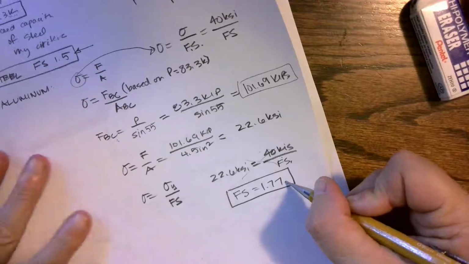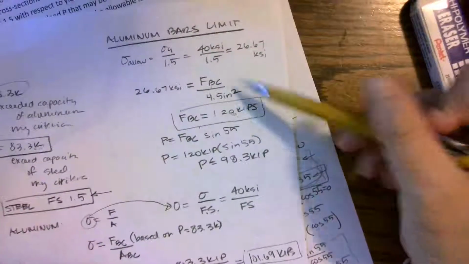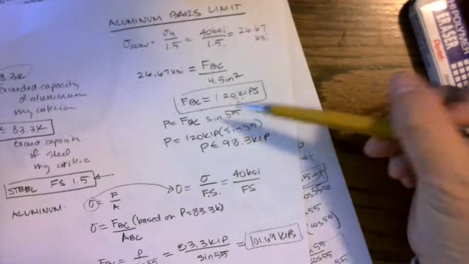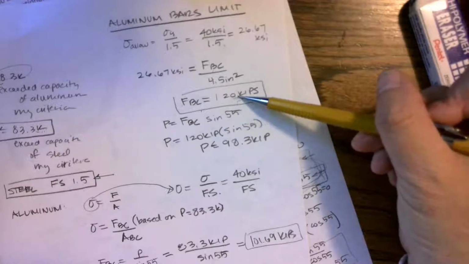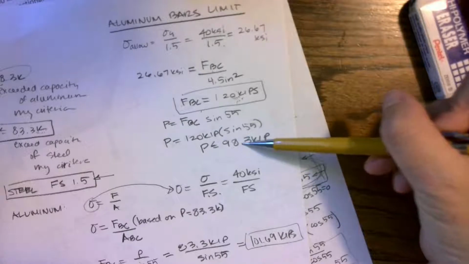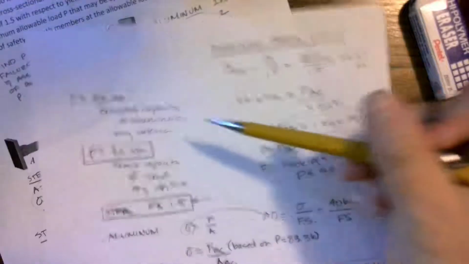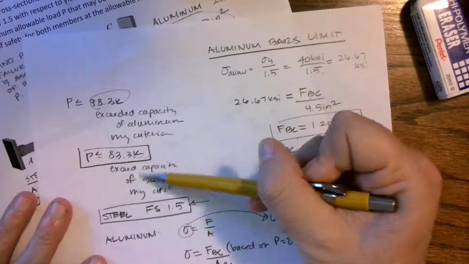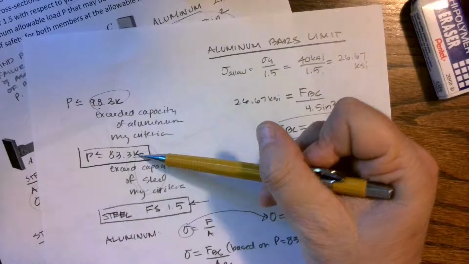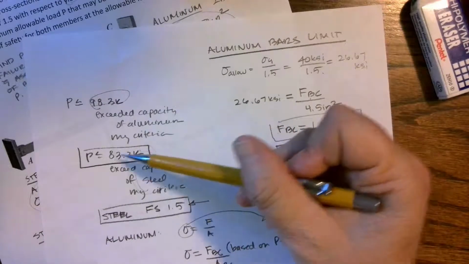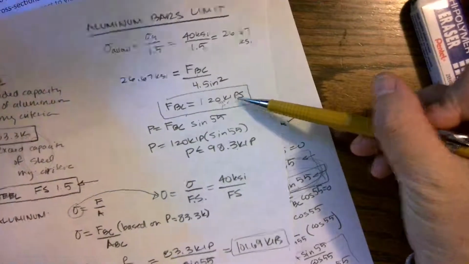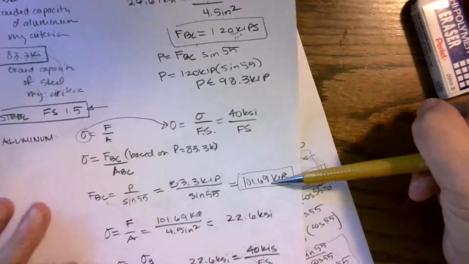And the reason again that it's larger is because if we had failure in aluminum based on a 1.5 factor of safety, we could have 120 kips of force in that bar. And that 120 kips force in that bar would come from a load of P of 98.3 kips. Because we were limited in the system by failure in the steel, we actually applied a much smaller load to our system. And because we applied a smaller load to our system, we ended up with a smaller internal force.